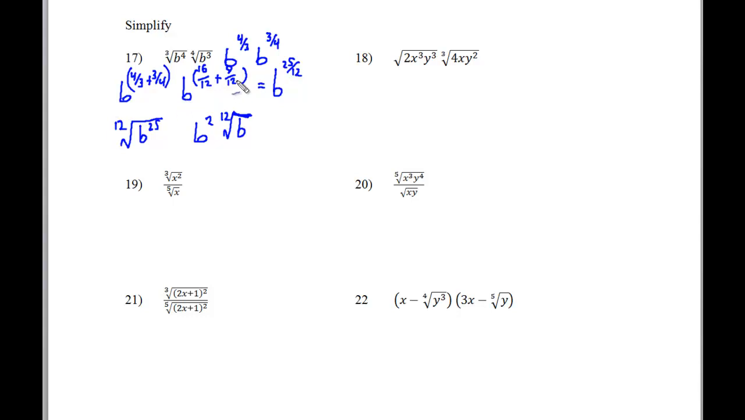Now wait to see what happens over here, because here you're not going to have common bases, and here you're going to have different radicals. So this problem, number 18, is going to seem totally impossible. But let's just go through and see what this looks like with our exponential powers. This is 2x cubed, y cubed, all to the 1/2 power. And then this is going to be 4xy squared, all to the 1/3 power.